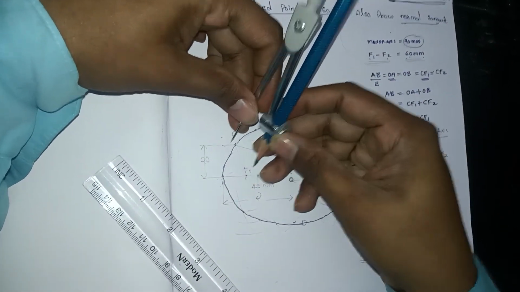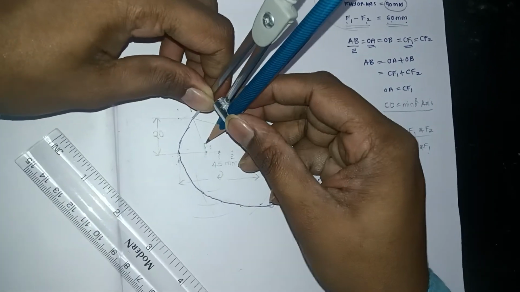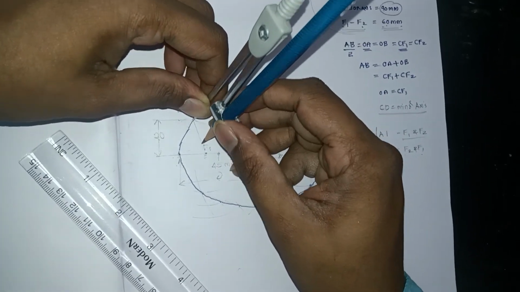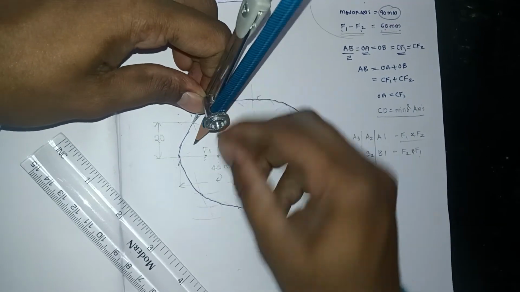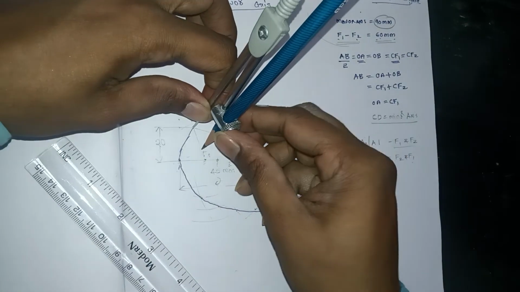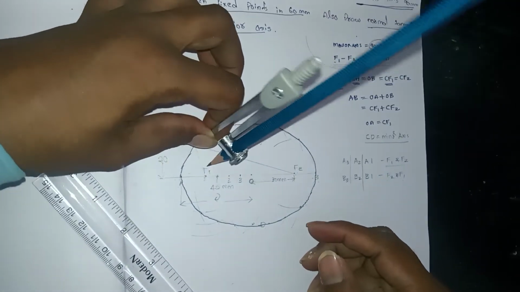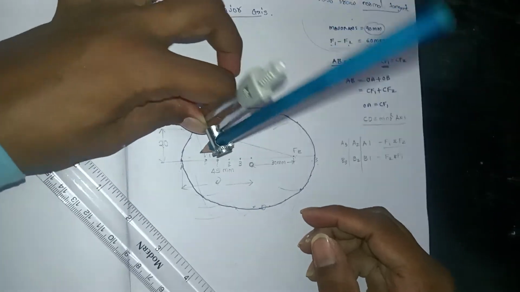For that, this is some distance. You have to take some radius that should be more than half of that length. Suppose if it is 20, you can take more than 10. That means 15 or 16. Let us take this radius. Okay. You have to draw arcs on these two lines.